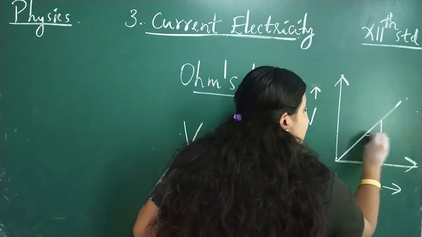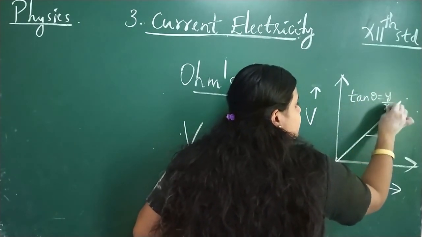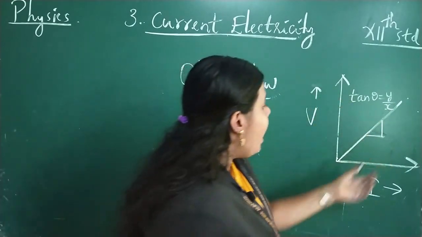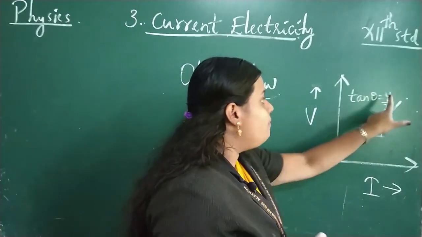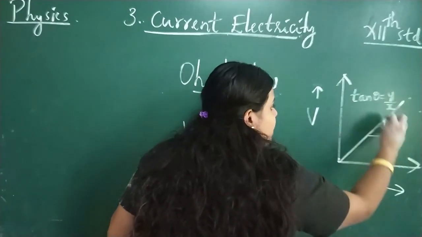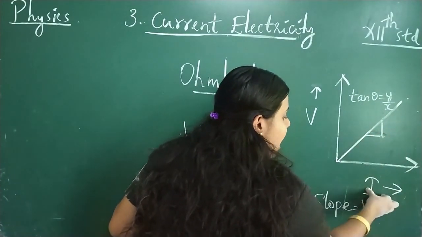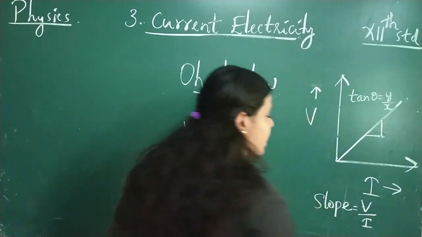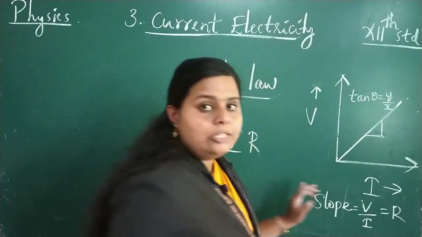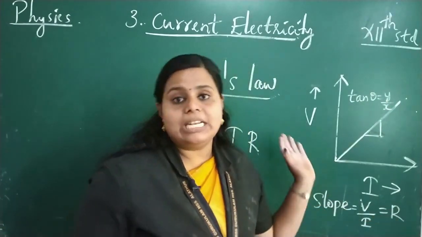Actually, the slope of this graph is tan theta, right? Tan theta is equal to y by x. That is the slope. Instead of y, we have the potential difference V, and instead of x we have the current I. So V by I. So what is V by I? That is R. So the slope of this graph indicates the resistance of the material of the conductor.